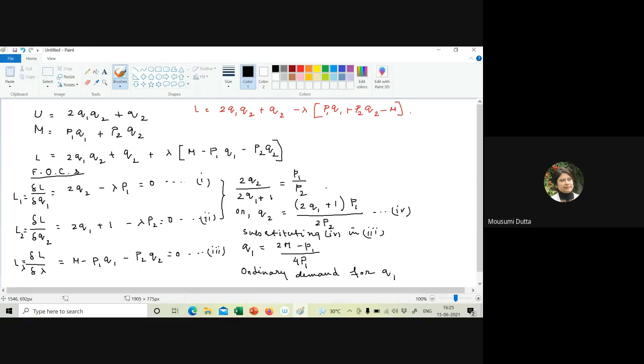We should check the second order condition. Because the size of this board is too small, I am writing this. However, once I write Q1 is equal to this one, next we have to consider the bordered Hessian determinant. We have to define the bordered Hessian determinant.